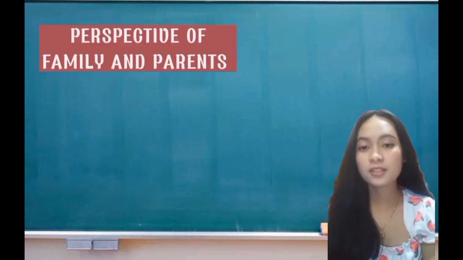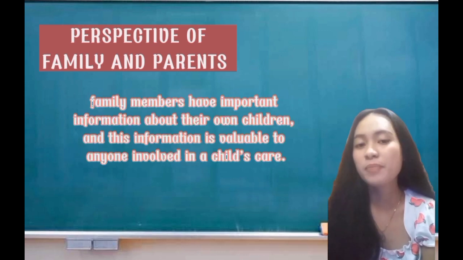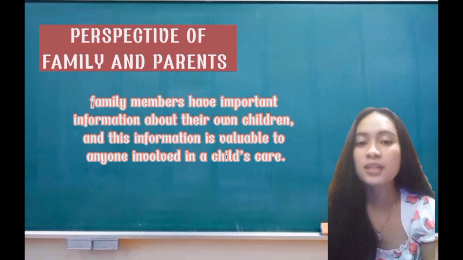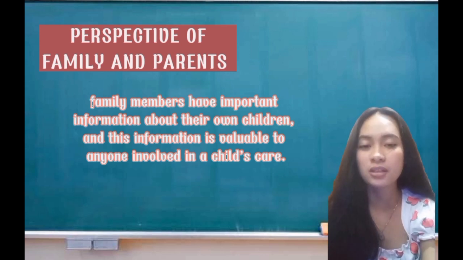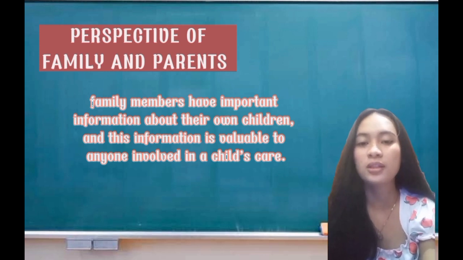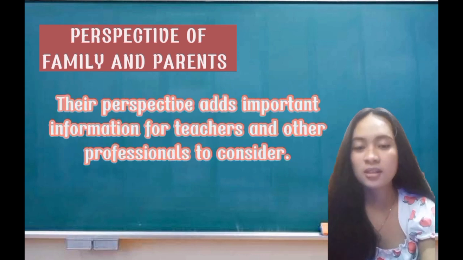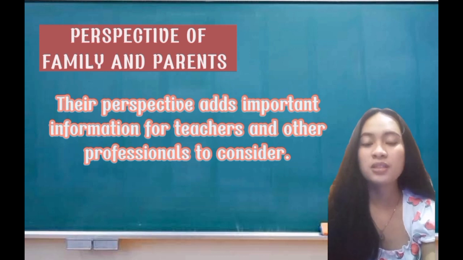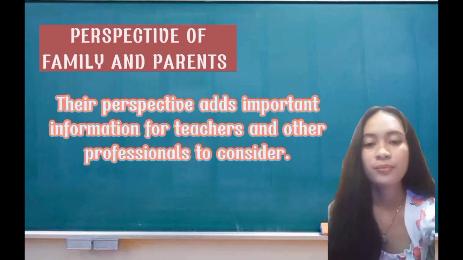Okay, so moving forward, the next one that we will tackle is the perspective of family and parents. Family members have important information about their children, and this information is valuable to anyone involved in a child's care. Parents and guardians have a special understanding of their children's unique qualities and characteristics, such as temperament, strengths, and interests. Their perspective adds important information for teachers and other professionals to consider.